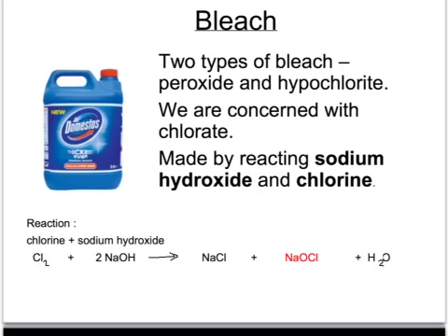Although there are two types of bleach, peroxide bleach is traditionally used for bleaching hair. There's also hypochlorite bleach, or as it's now called, chlorate bleach. That's the one that we're concerned with here. It's made by reacting sodium hydroxide with chlorine. Both of these are products of the electrolysis of salt solution. So the chlorine and the sodium hydroxide make sodium chloride, sodium chlorate, which is the bleach bit, and water.